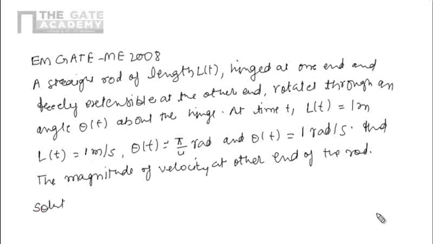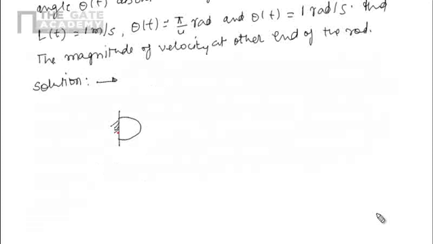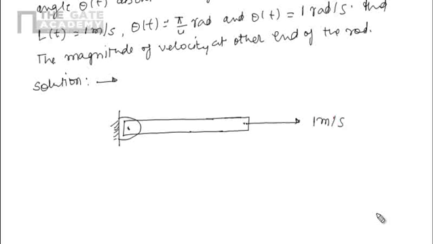So now let's solve this problem. I am just drawing the problem here. One end of the straight rod is hinged and the other end is free, and at the other end the velocity is given, that is 1 meter per second. Now it is rotating with 1 radian per second, that is the angular velocity, and the length L is 1 meter. So now we are interested in this velocity, suppose V.